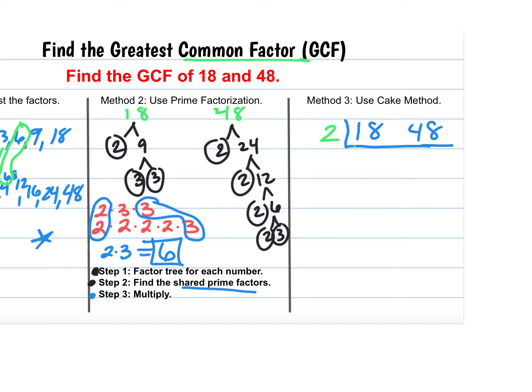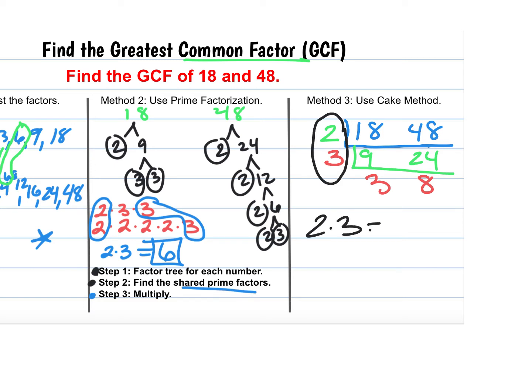So then I divide and I get 9 and 24. So I think of a common factor that 9 and 24 share, and I know that that's 3. So then I get 3 and 8. 3 and 8 do not share any factors other than 1, so I'm done here. Notice 2 times 3, they shared a factor of 6. So the greatest common factor of 18 and 48 is 6.